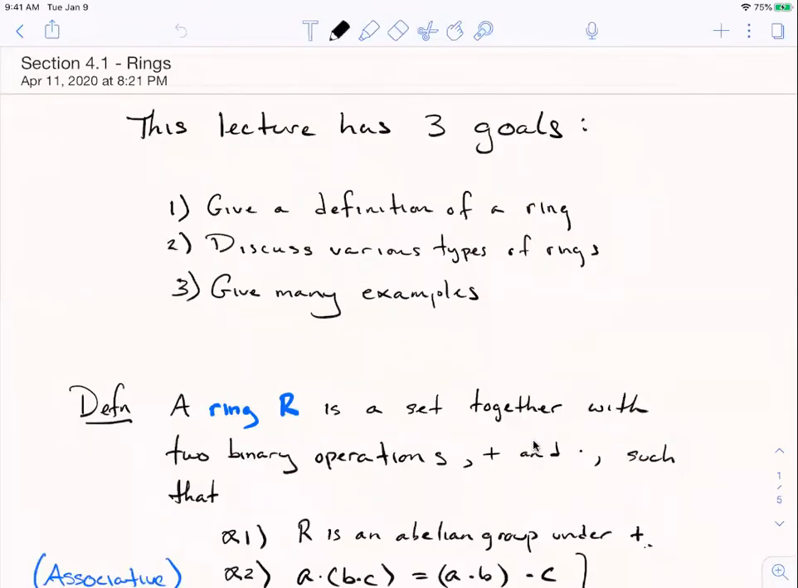Hey, welcome back to Abstract Algebra. In this lecture, we're going to start our work in Chapter 4. In Section 4.1, we're going to get introduced to a new algebraic object called a ring.